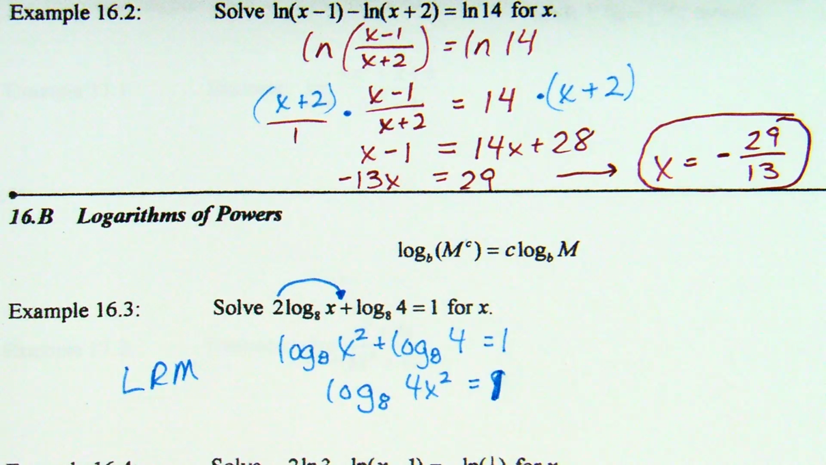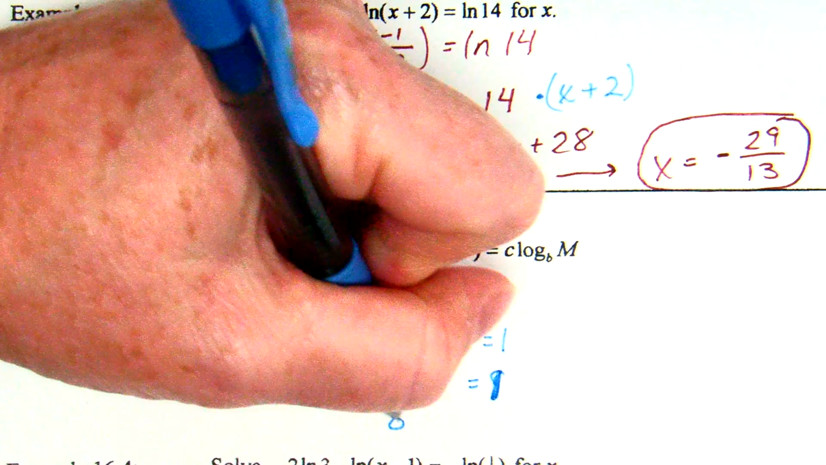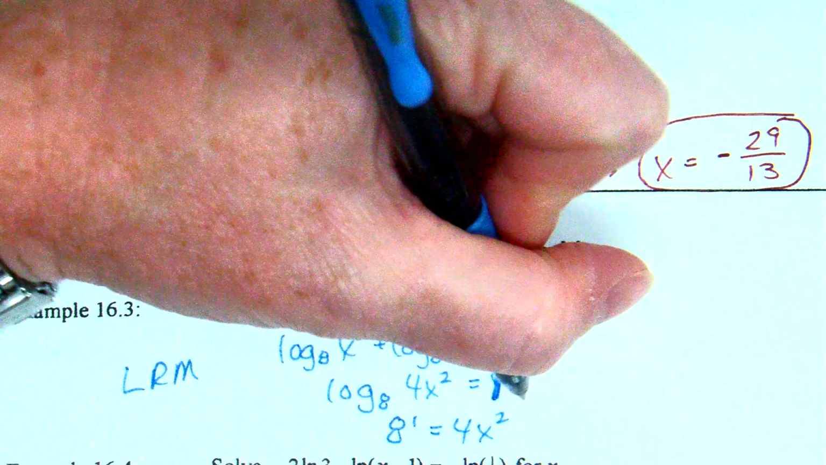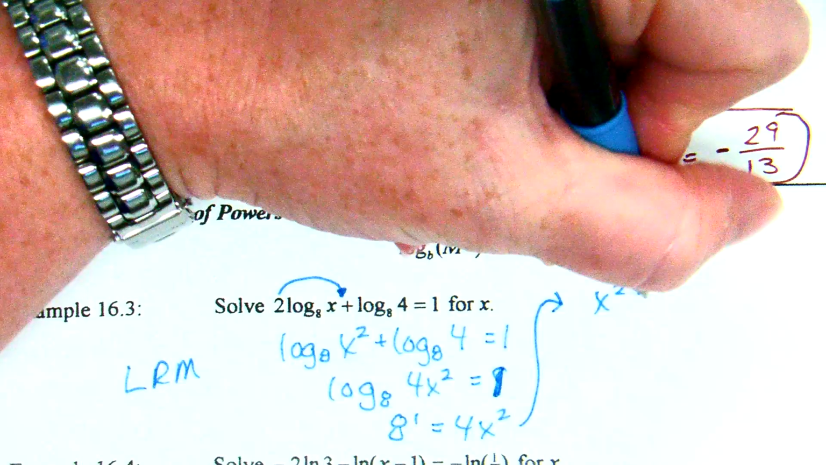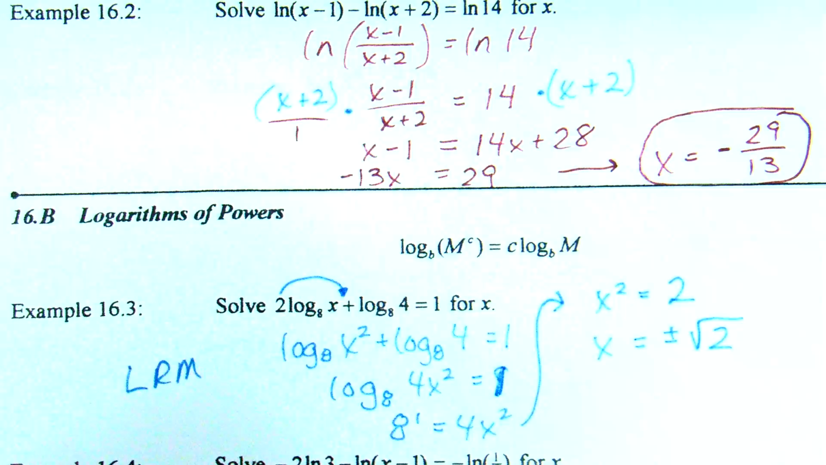Okay, that's what I would do at this point, the left, right, middle, because we're still trying to solve for x. So what do we have here? Okay, 8 to the first equals 4x squared. So then divide by 4, and we end up with x squared equals 2. Square root it. x equals plus or minus square root of 2.